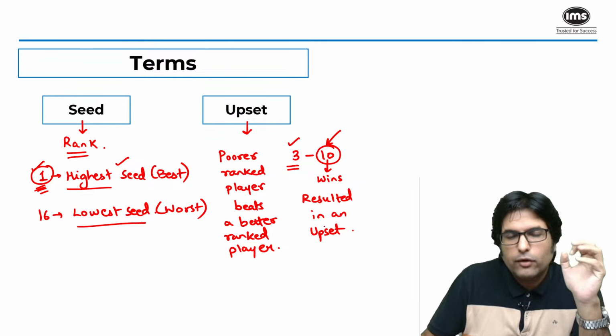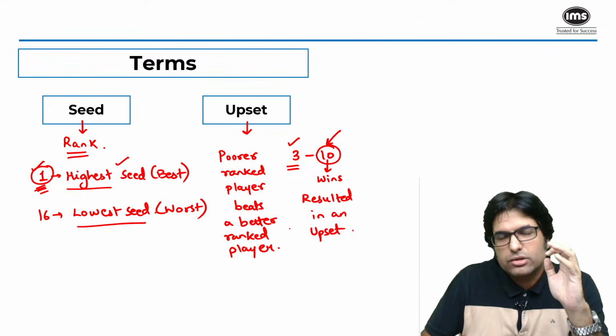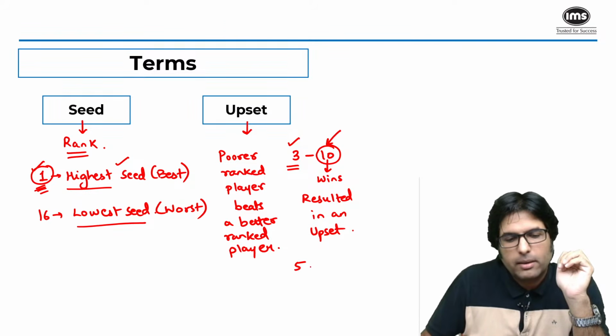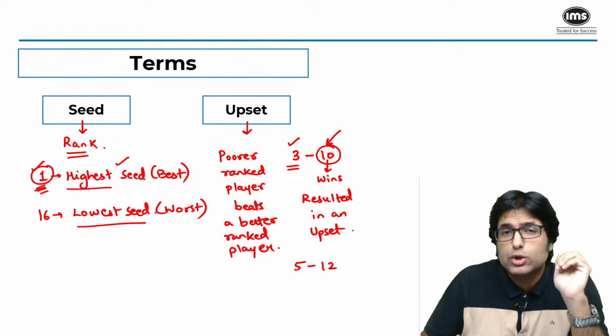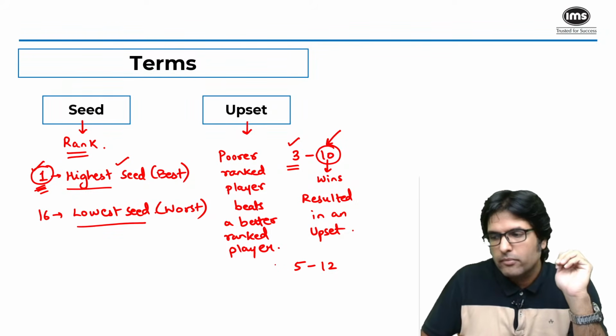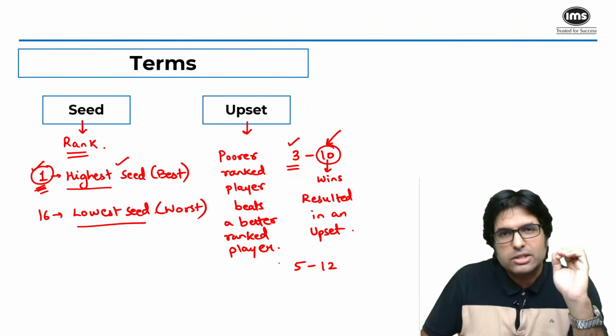So now I have a question for you. Very quickly share this in chat so that I'll know that you have understood what is the meaning of upset. Suppose there is a 5th rank player and this player plays a match against 12th rank player. Who should win so that it would be called an upset? Who should win so that this is called an upset?